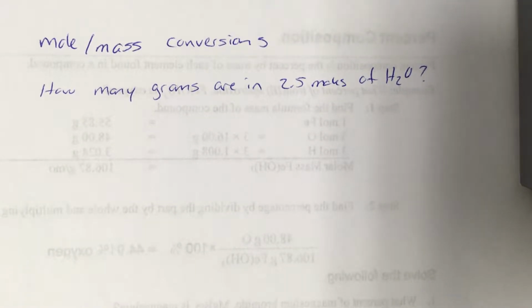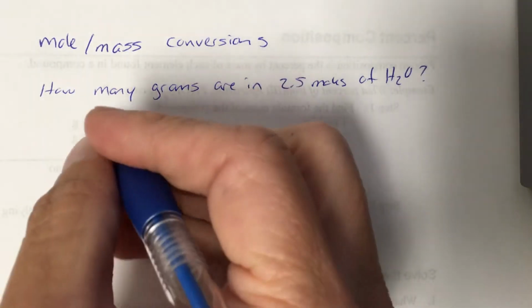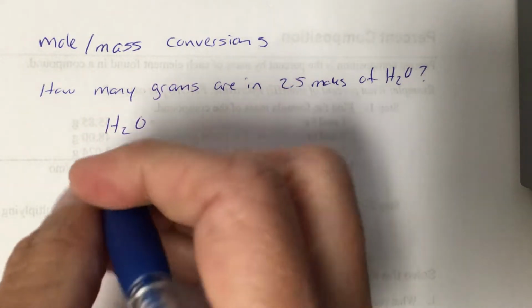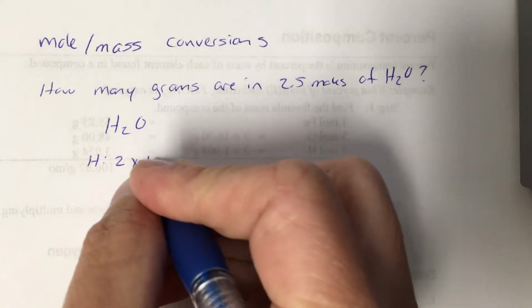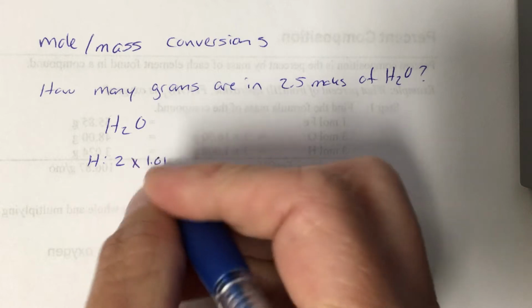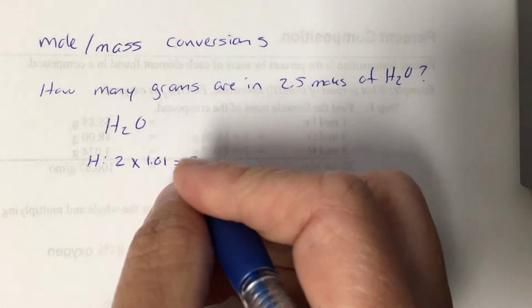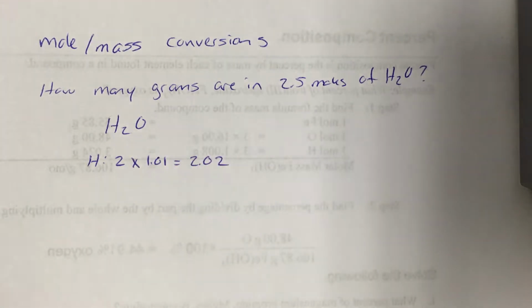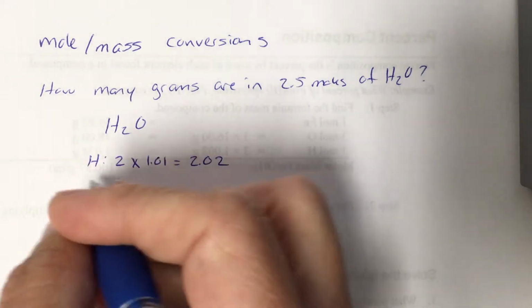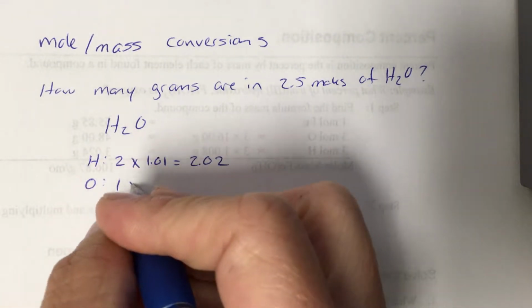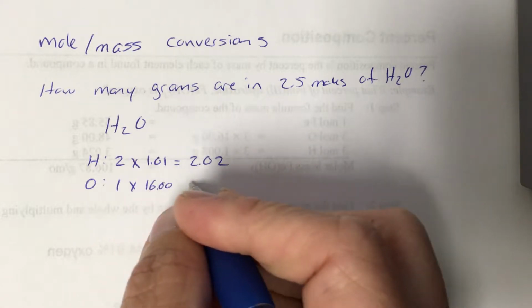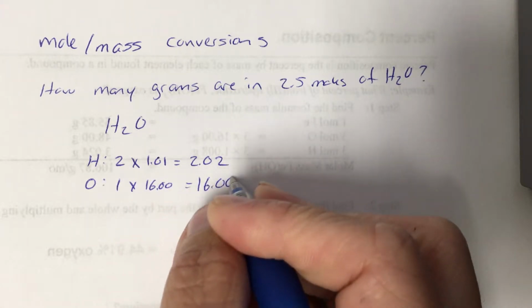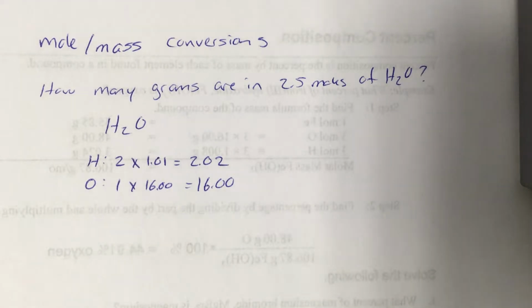Now this whole process starts by figuring out a formula mass, just like it did in the previous video. So I have water. Water is composed of two hydrogens. Each one is 1.01. Again, that's the molar mass or the atomic mass off the periodic table, for a total of 2.02. And I have one oxygen, and oxygen's molar mass or atomic mass is 16.00. There's only one of those, 16.00.